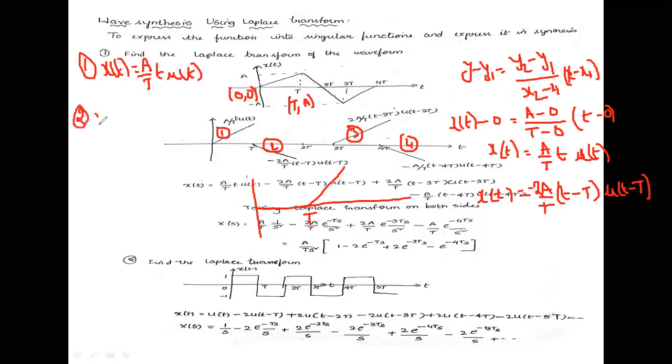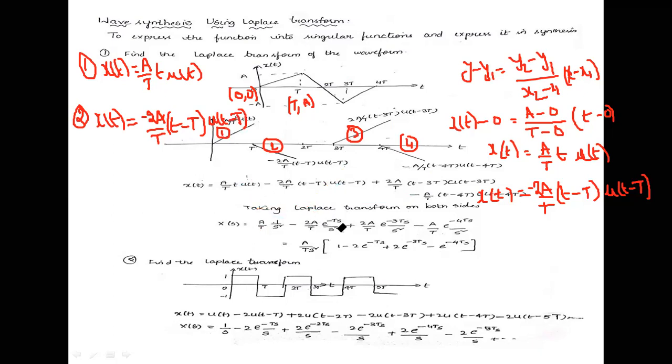The second slope is x of t equal to the same signal, but it is a positive A, and this one is a negative, minus A. To get this minus A, we add the minus 2A to the A. So you get minus A by T, and it is shifted towards T samples. So t minus capital T into mu of t minus capital T. Got it, my dear student? That is the second one.